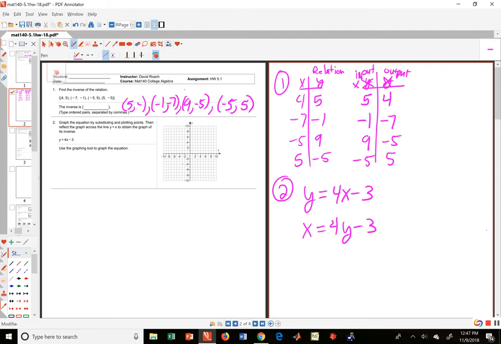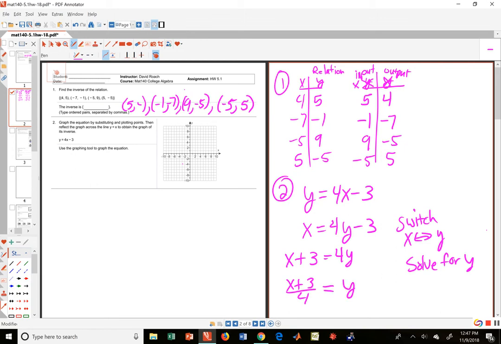You switch the x and the y, just switch them around, and then you solve for the other variable. So solve for y. Solving for y, you get a +3. That's the inverse operation of undoing -3, which is adding 3. And the inverse operation of multiplying by 4 is dividing by 4. So we put the 4 over here, and we get y. And there's our inverse function: 1/4 x plus 3/4.